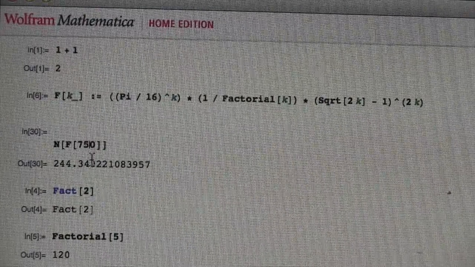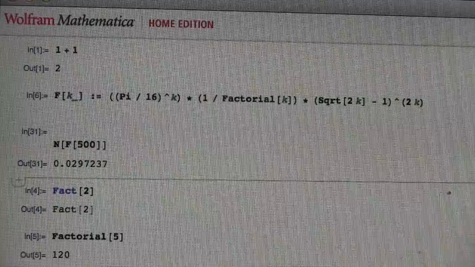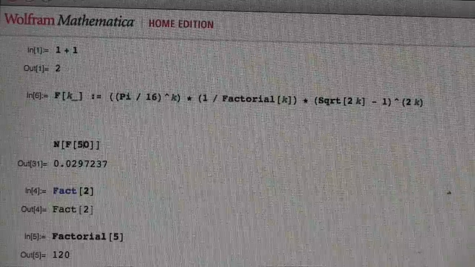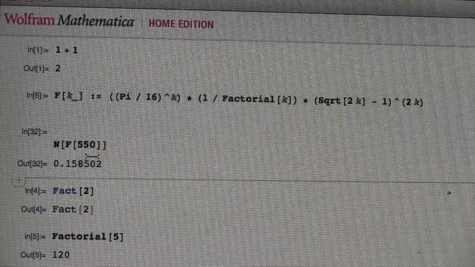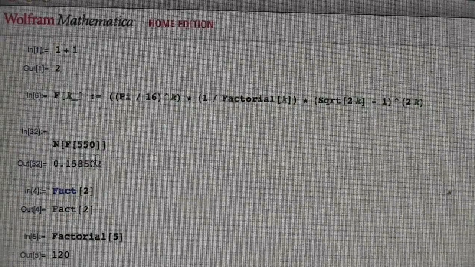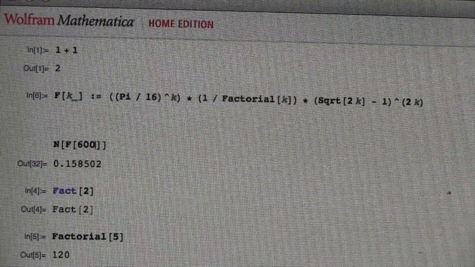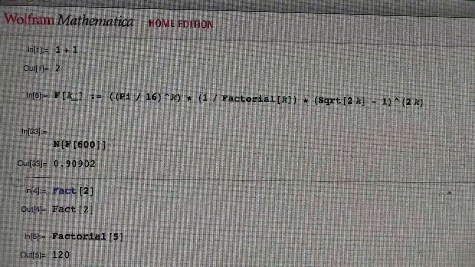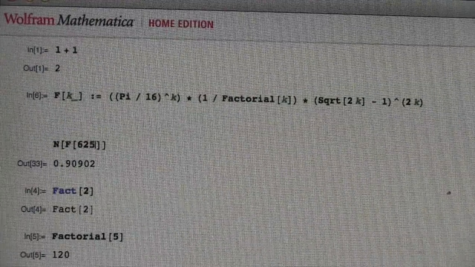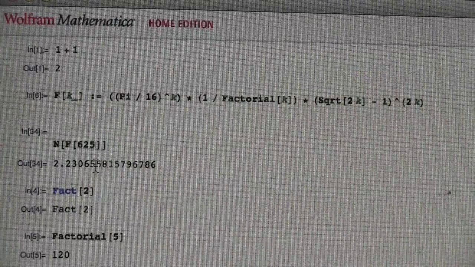Why don't we go back to the 500th, the 1,000th dimension? In dimension 1,000, we're about 0.03. What about 1,100? That would be 550. We're at 0.158, so 16%. How about 1,200? That's putting in k is 600. 0.90. How about 1,250, so 625? Already too big. So it's between 1,100 and 1,200.